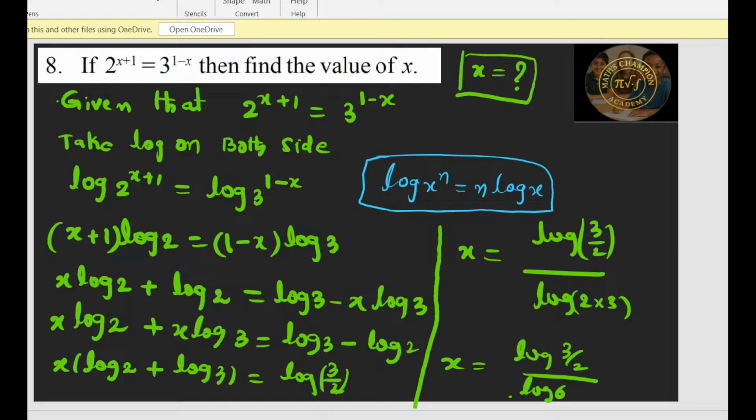This is understood. It is very easy. We have to take log on both sides first. Then we know the log x power n formula, we can write n into log x. So we are writing x plus 1 log 2 is equal to 1 minus x log 3. So separating the x terms on one side and the log terms on the other side, you will get the x value.